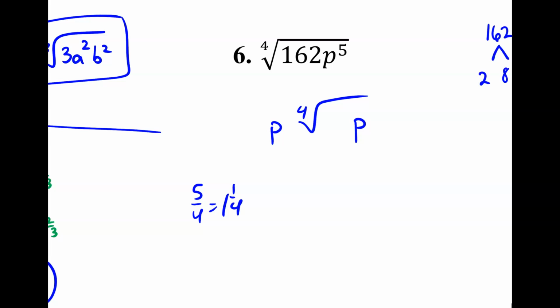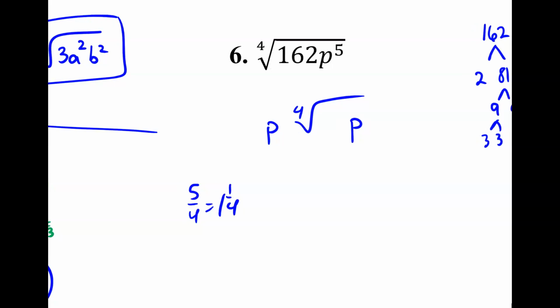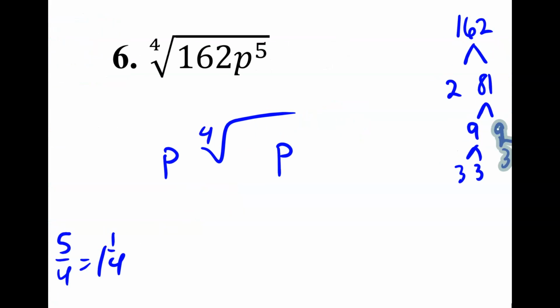2 and 81. 81 is 9 and 9. 3, 3, 3, 3. So when you have a square root, we're looking for perfect squares. Since I have a to the fourth, a quad root, I'm looking for something that repeats 4 times.